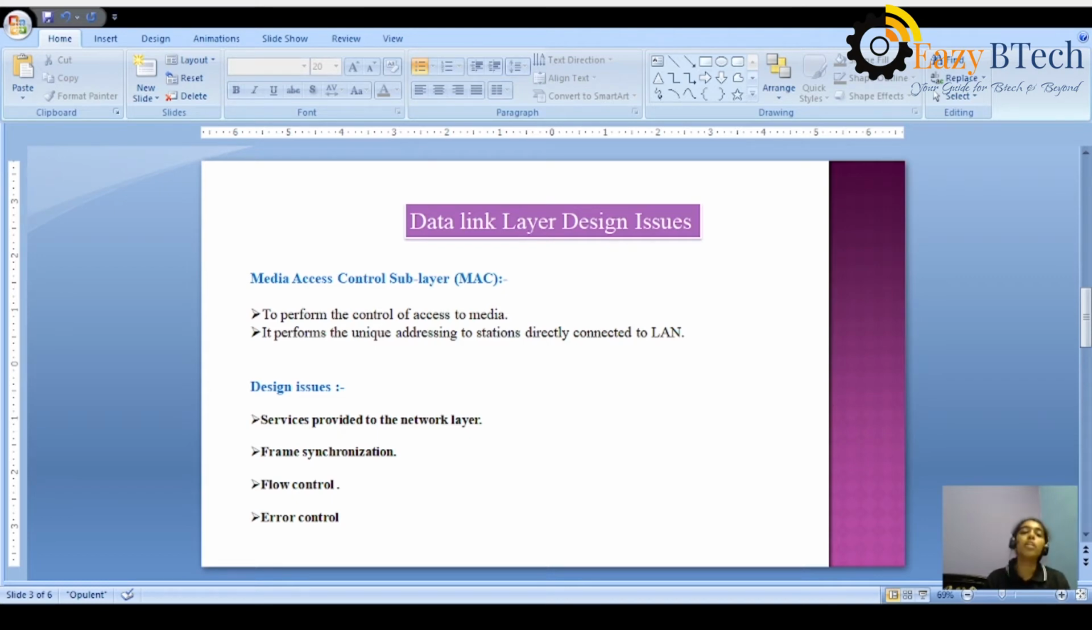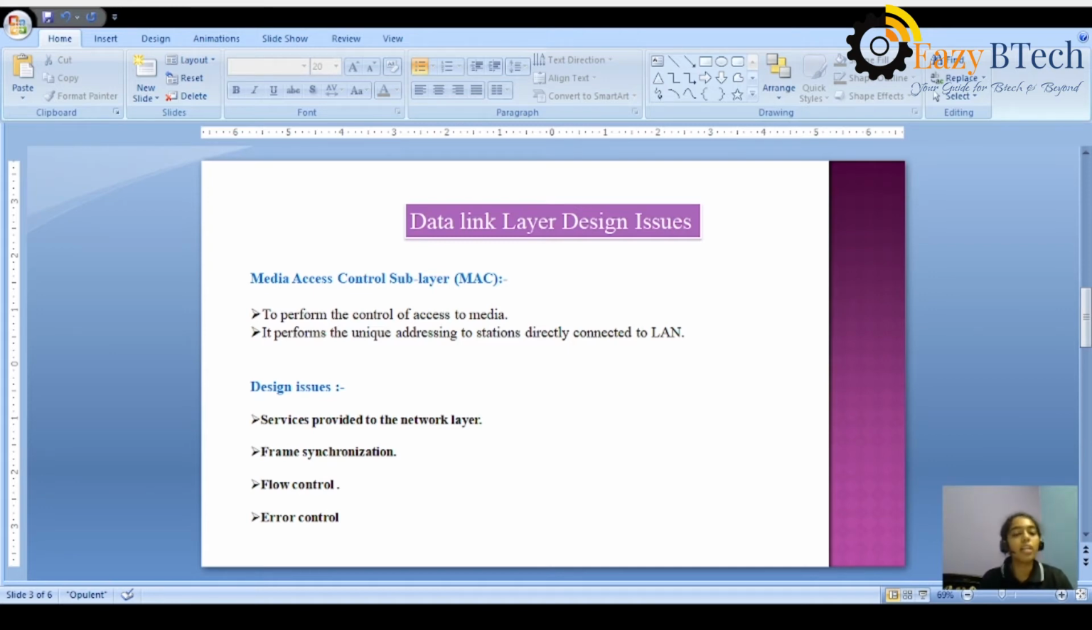So these are the two sublayers, and the responsibilities are shared between them. Okay, let us get into that. What are the main design issues we have in the data link layer? The first one, services provided to the network layer. The second one, frame synchronization. The third one, flow control.